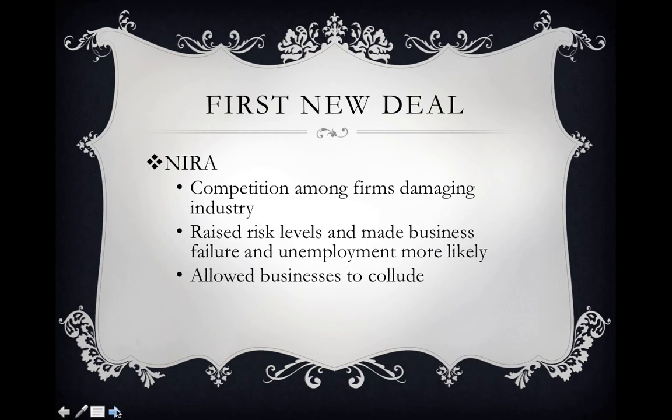Realize that there was a whole host of governmental agencies. The National Industrial Recovery Act was passed. And the reason for this, I want you to understand some of the reasons for the passage of these laws. Individuals found that firms were competing against themselves to the level that this competition was damaging to the industries. The competition was causing firms to go out of business, which was causing people to be laid off, and that was making the unemployment rate even worse.